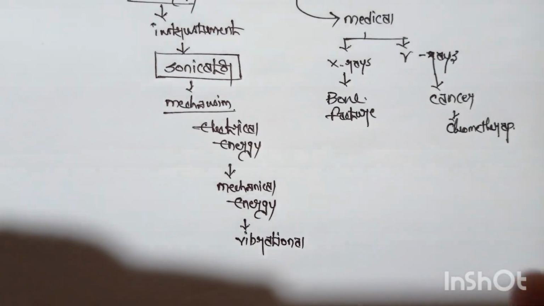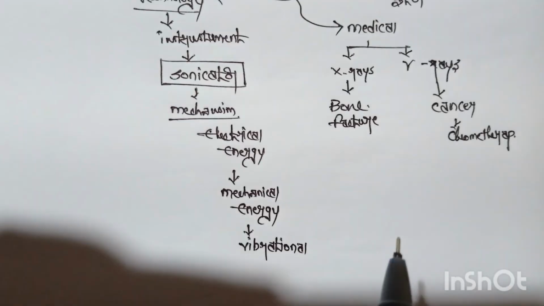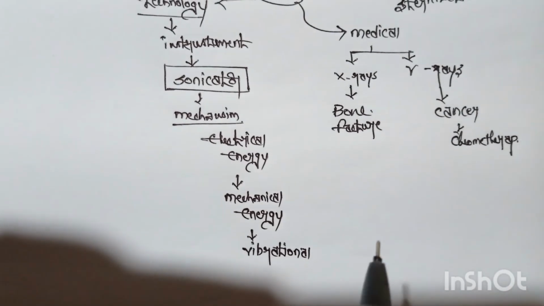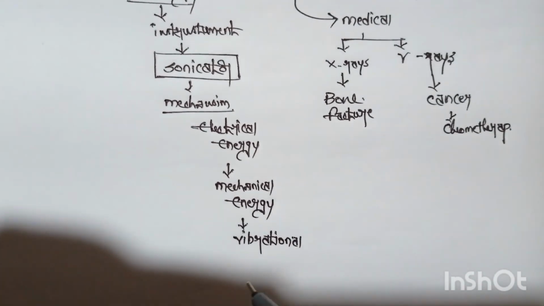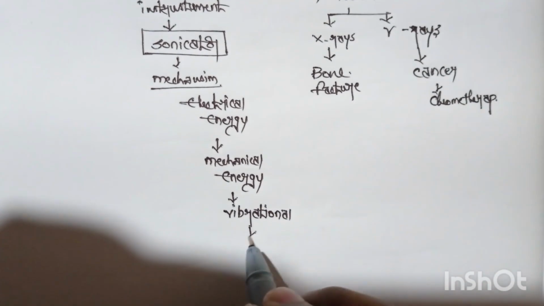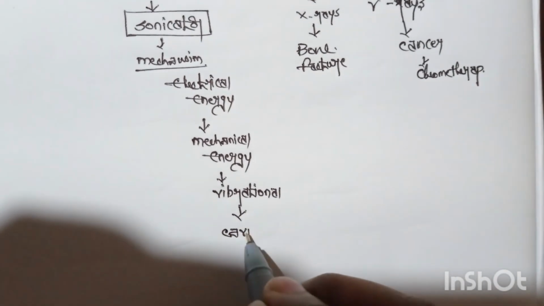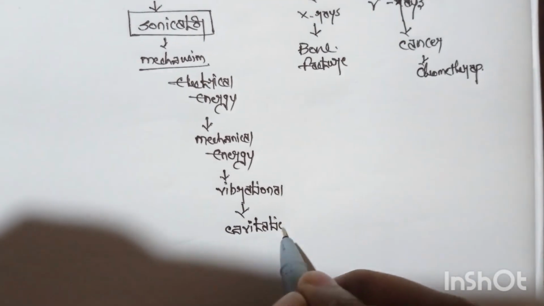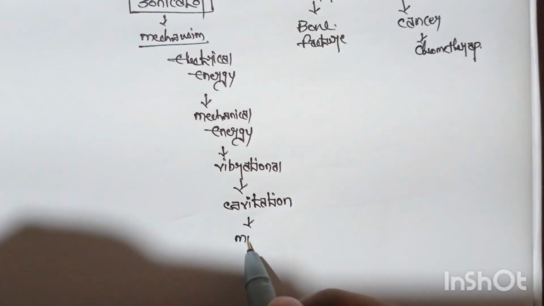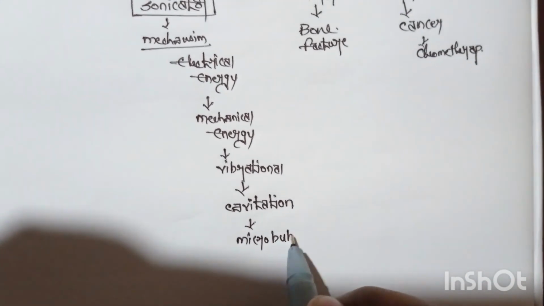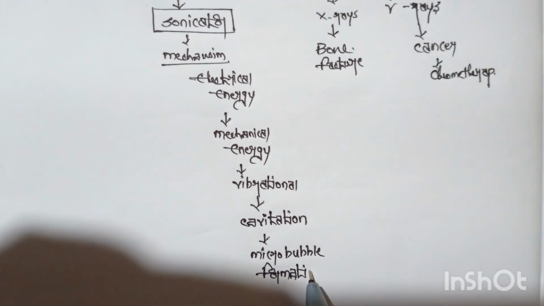Whenever we keep the sample in the sonicator and switch it on, it converts electrical energy to mechanical energy. Then sound comes from that, and vibration of the sample is generated. In that vibration, cavitation will be formed. During cavitation, micro bubble formation takes place.